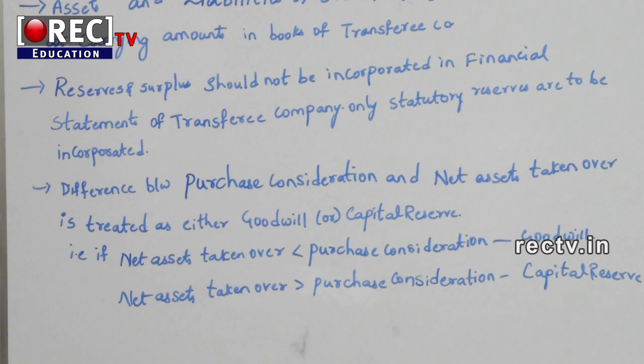Now another condition when we will treat it as a capital reserve is when whatever we are taking from the selling company is greater than whatever we are paying to the owners of the selling company. So here we are incurring a gain, that is, we are taking more from the selling company and paying less to the selling company. So that is to be treated as capital reserve.